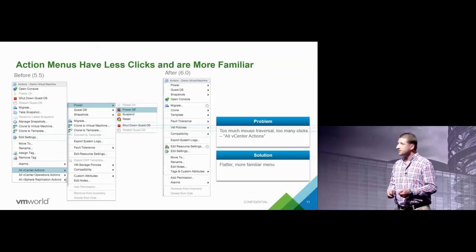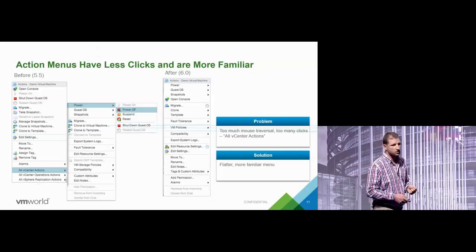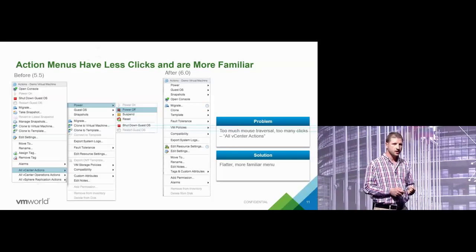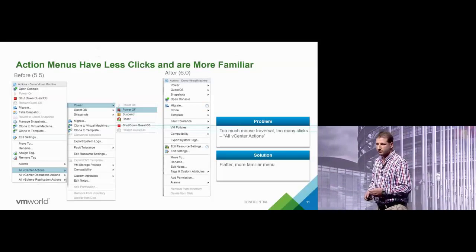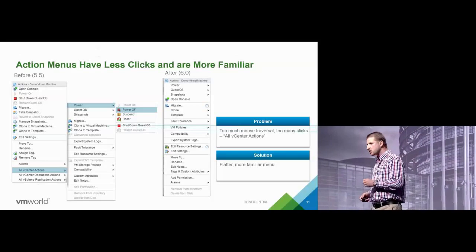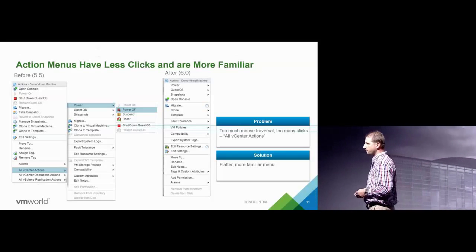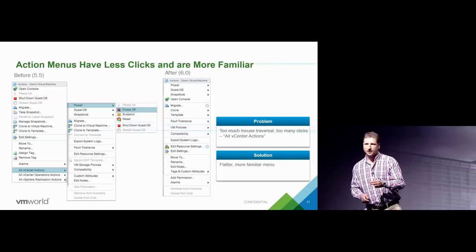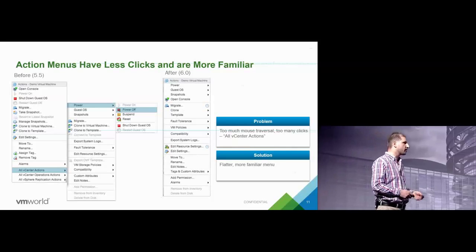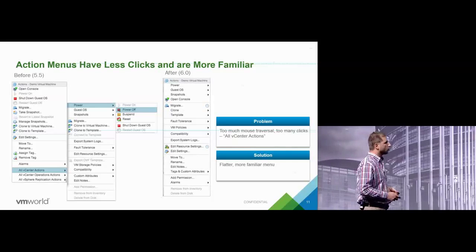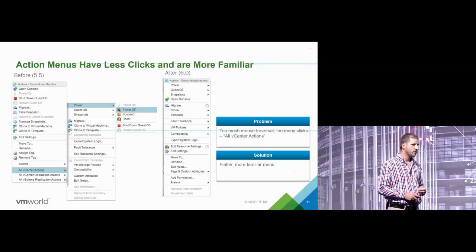In vSphere 6, we have significantly reduced the complexity of the action menus. We have flattened them, and we have grouped similar actions in terms of semantics together. Now the action menus look a lot more familiar and a lot more intuitive. Let's take the same example. Now, if you need to power off a virtual machine, you right-click on a virtual machine, you go to the Power section, and from over there you have all the power operations right next to each other.